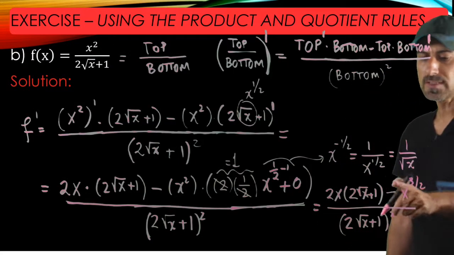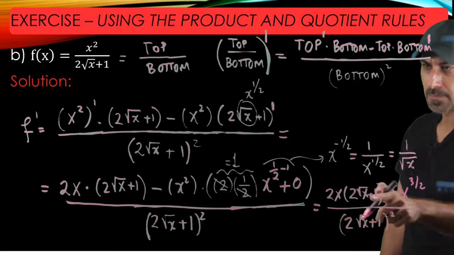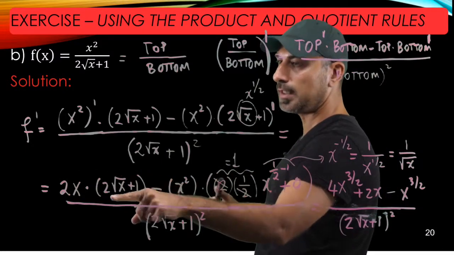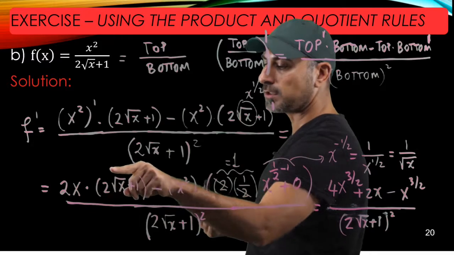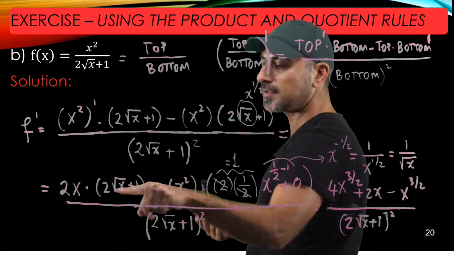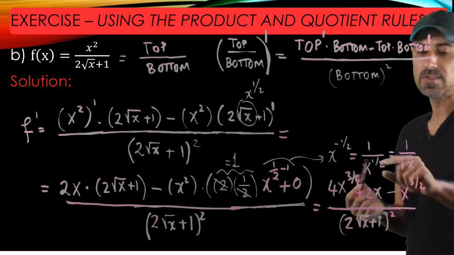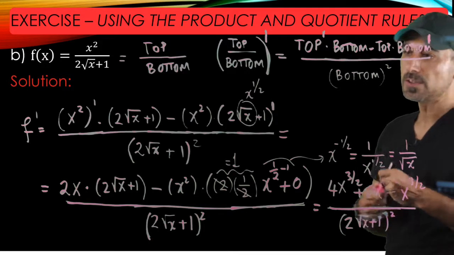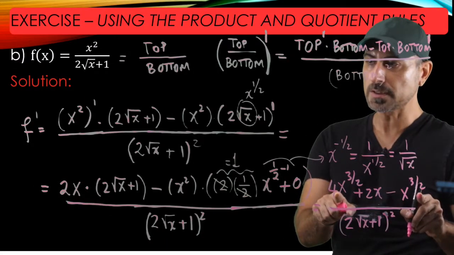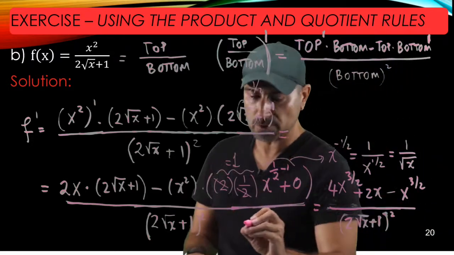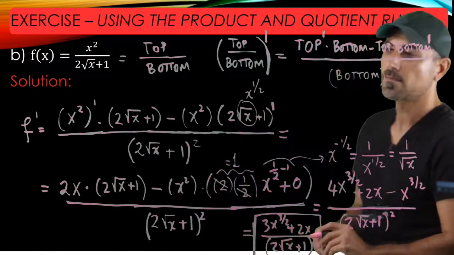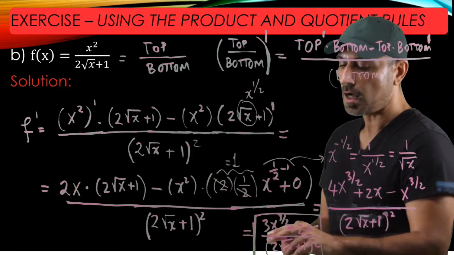Okay? So let's also expand this term out and write it clearly. What I did here is that this is x to the power of 1, this is x to the power of 1/2. So I distribute this term over these two. So 2x times 2 root x, which is 4x to the power of 3/2, plus 2x times 1, which is 2x, and we subtract x to the power of 3/2 here. And this is all divided by 2 root x plus 1 quantity squared. Okay? So this term and this term are similar, so we can just combine them. And then eventually, let me just write quickly here that this whole thing is equal to, right? So this is the derivative of f.